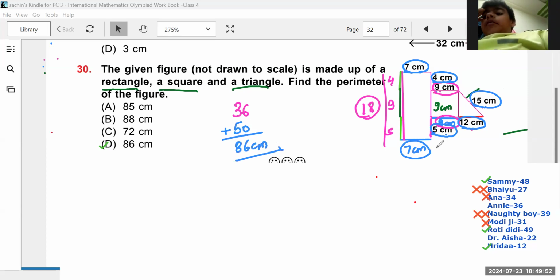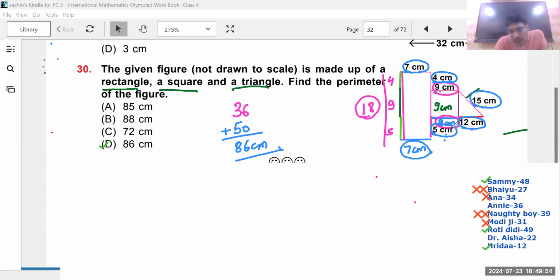Now, what is the use of changing and circling with another pencil? Beta, it's easier for me to check because there are a lot of numbers. If by chance I miss any number, I can just check the blue ones or I can just check the pink ones. So always, if you can divide it into parts, then do the totaling.